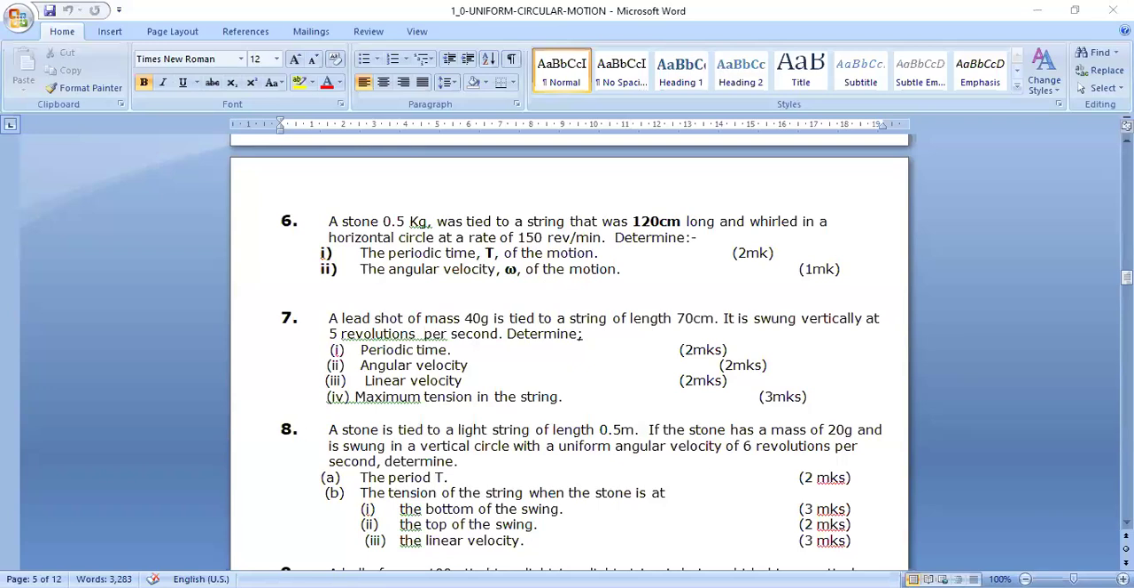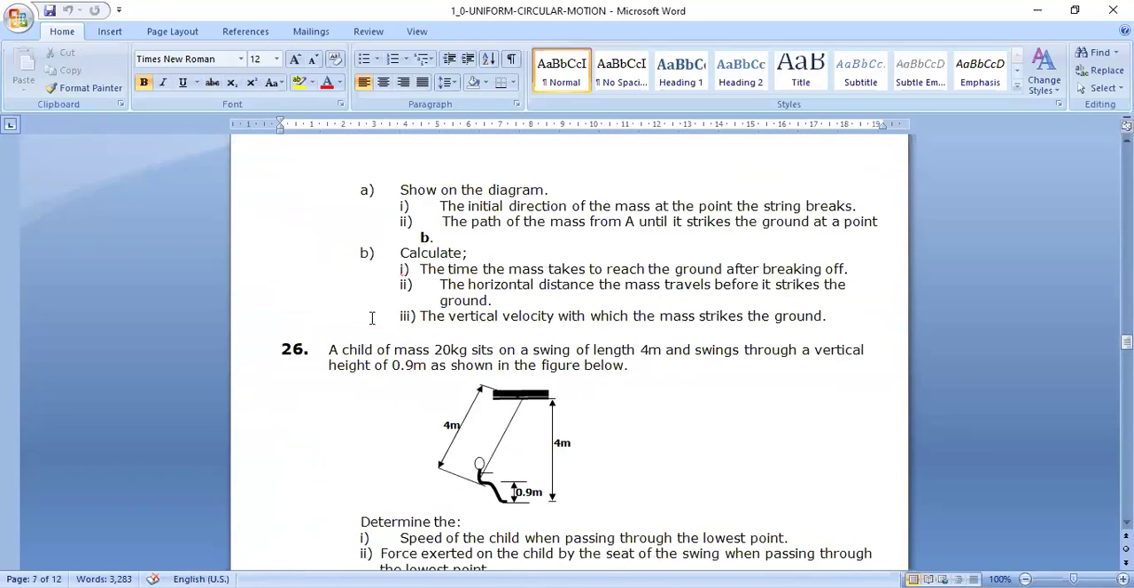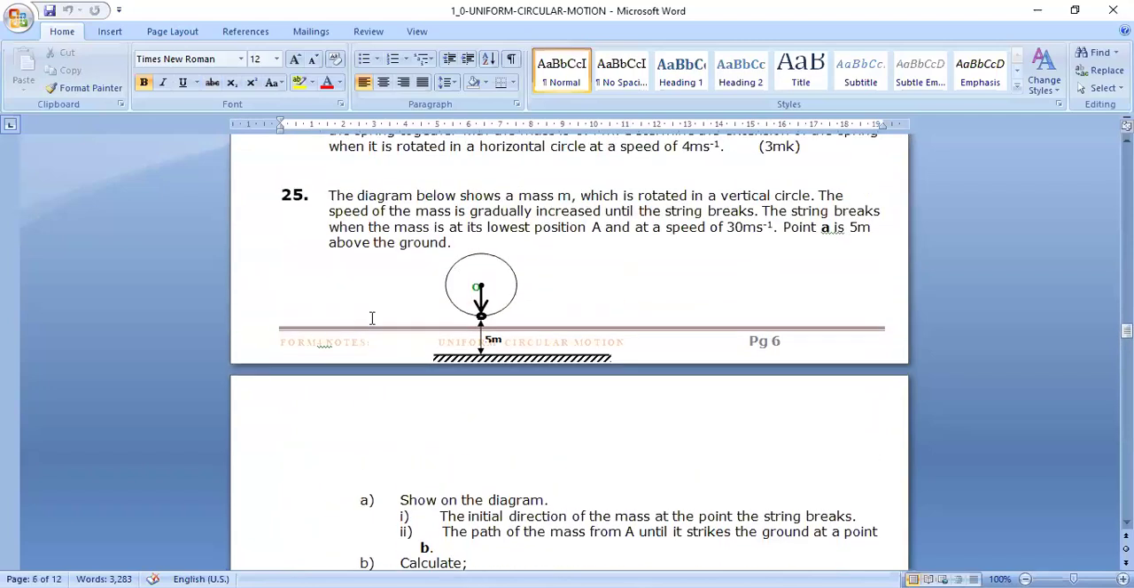We proceed. Now we have questions that come in form of graphs or linear motion can be combined with circular motion. For example, number 25 on our screen. It's a combination of linear motion and circular motion. The diagram below shows a mass M, which is rotated in a vertical circle. The speed of the mass is gradually increased until the string breaks. The string breaks when the mass is at its lowest position, A. I think A is missing there, but it's supposed to be at the same lowest point here.